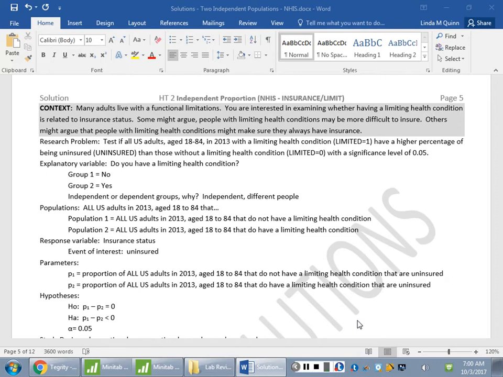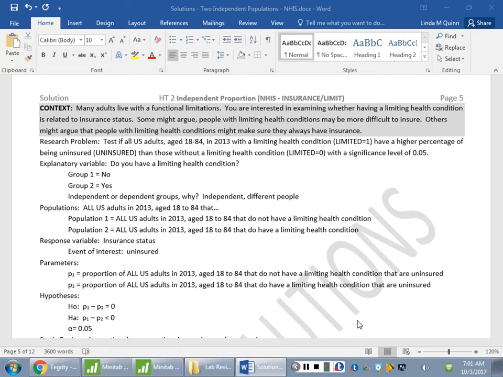I picked them once again in order. So limited equals 0 means they have no limiting health condition. Limited equal 1 means yes, they have a limiting health condition. Once again, I set that up because I know down the line that Minitab's going to put them in that order by default. Okay, independent different groups.